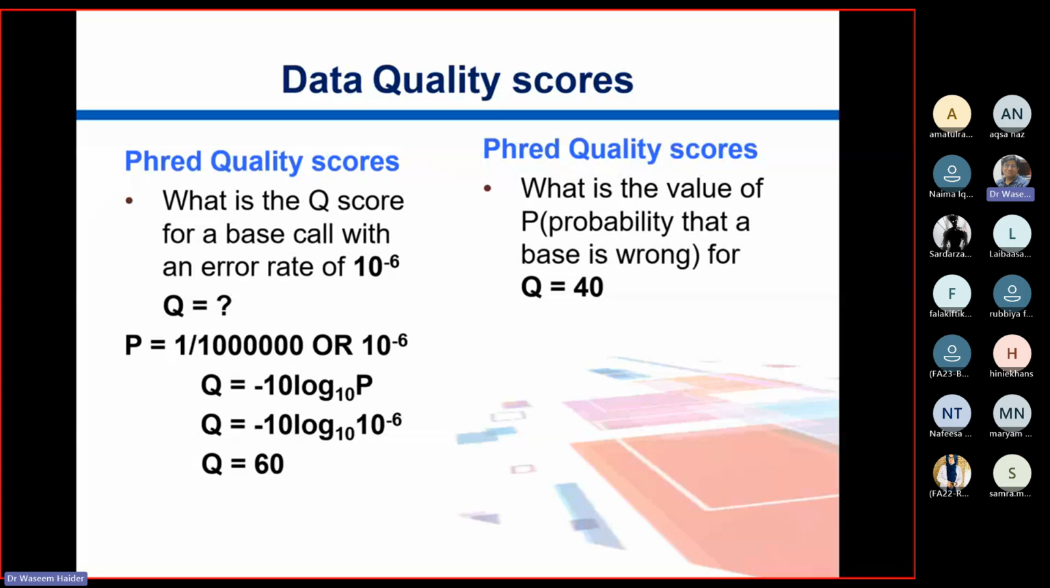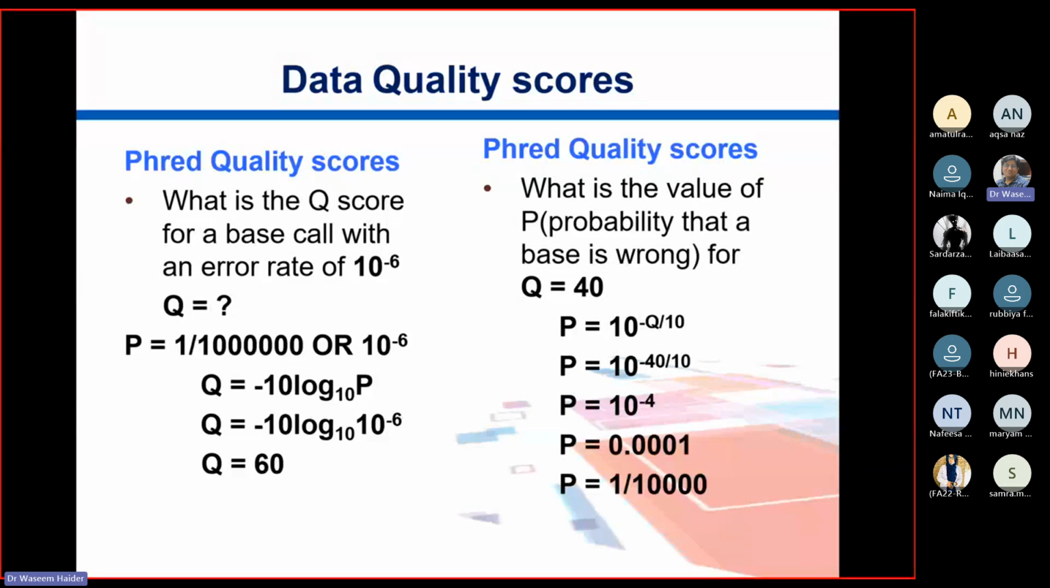What is the Q score for a base call with an error rate of 10 power minus 6? When you plug in, it's 60. If Q is 40, what is P then? So P is 10 power minus Q by 10, which is 10 power minus 40 by 10, which is 10 power minus 4, which is 1 divided by 10,000, or 0.0001.